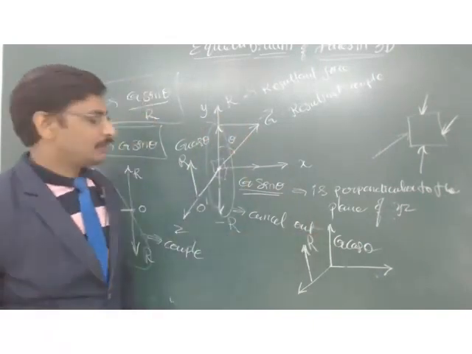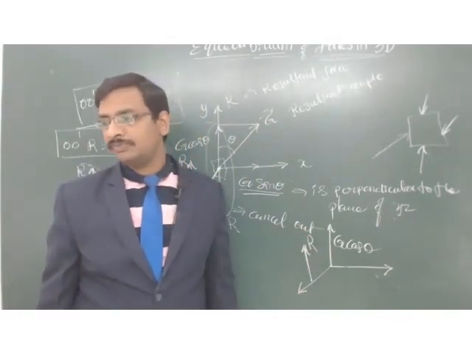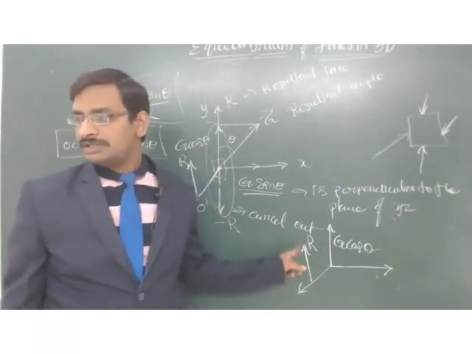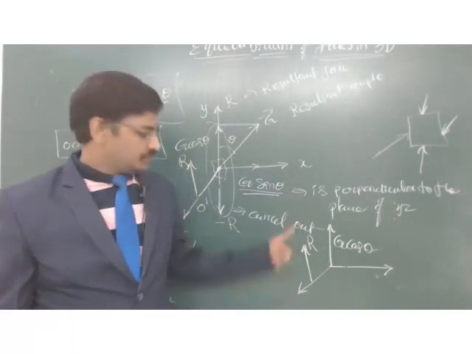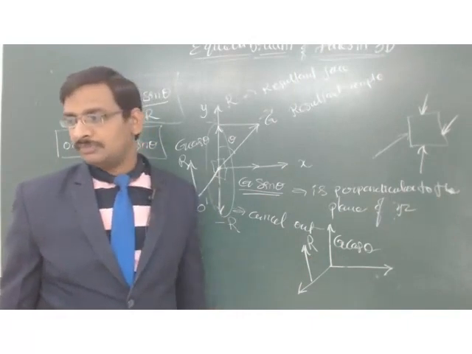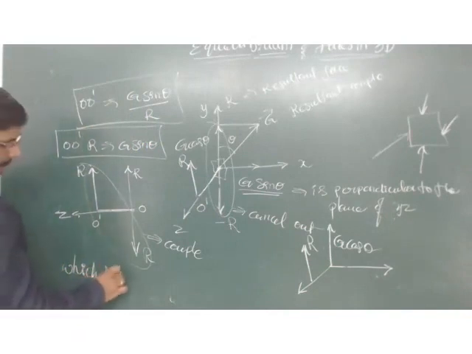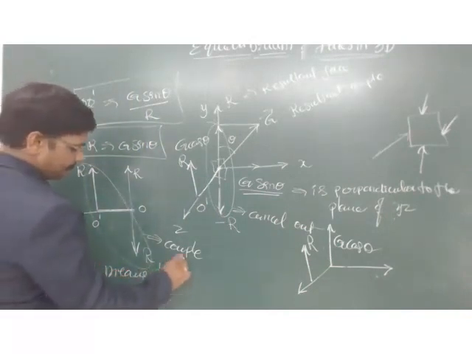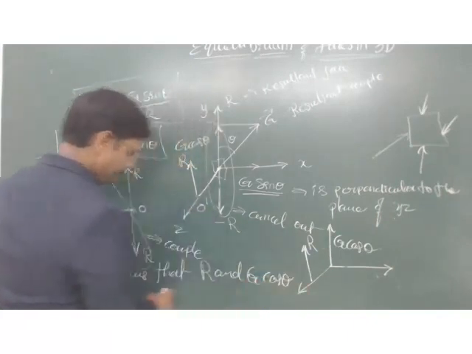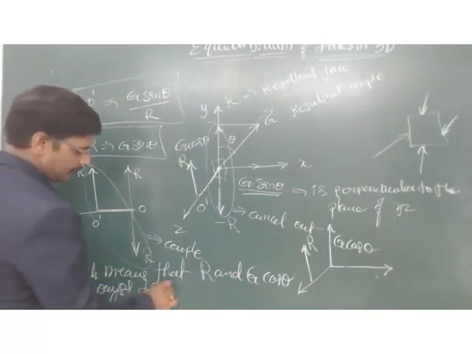Now if you notice in this particular scenario, R and G cos theta are always parallel to each other, right? Yes or no? R and G cos theta are always parallel to each other, which essentially means that G cos theta and R always form a wrench, right?